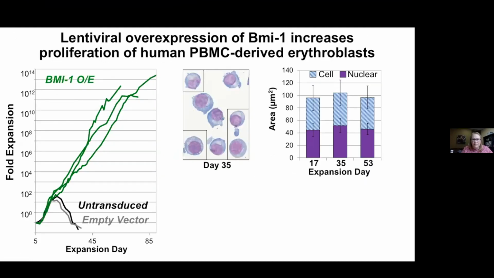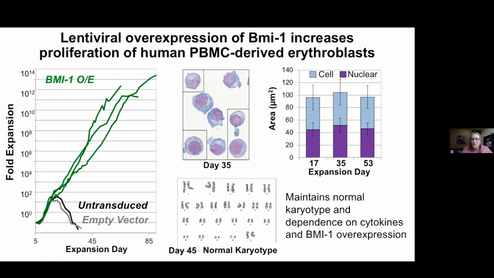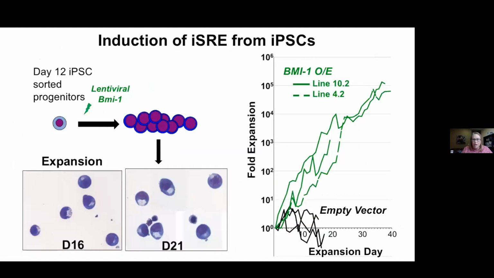And she was able to find that this expansion of these self-renewing erythroblasts, or as we call them, induced self-renewing erythroblasts, ISREs, expanded extensively, maintaining this immature appearance that is the hallmark of an erythroblast over time during expansion. And importantly, it also maintained normal karyotype during expansion and dependence on the cytokines and BMI1 overexpression. So we wanted to apply this system to the ISRE-generated progenitors that I talked about.